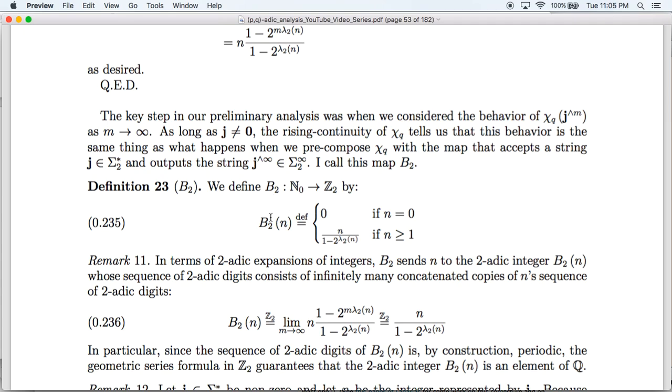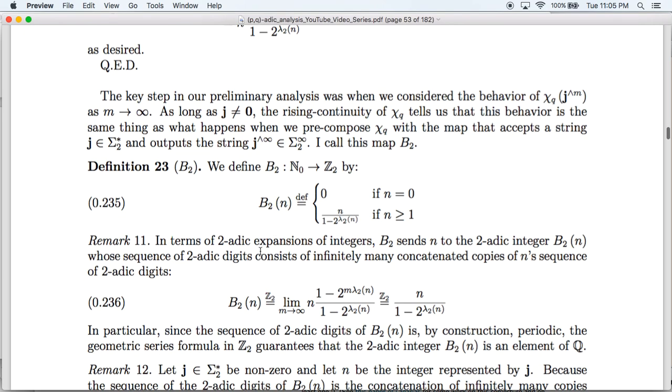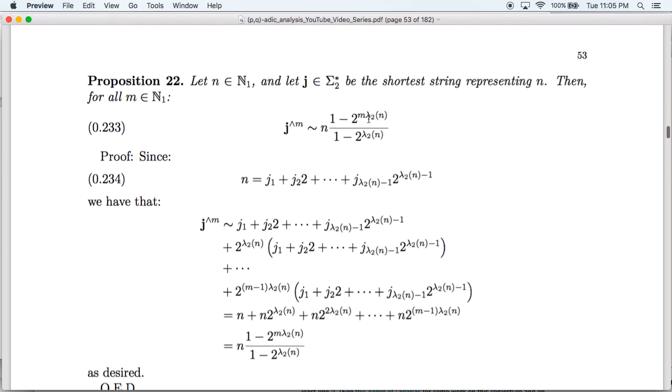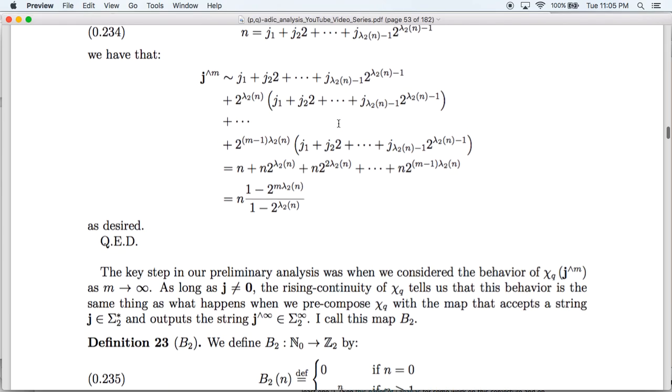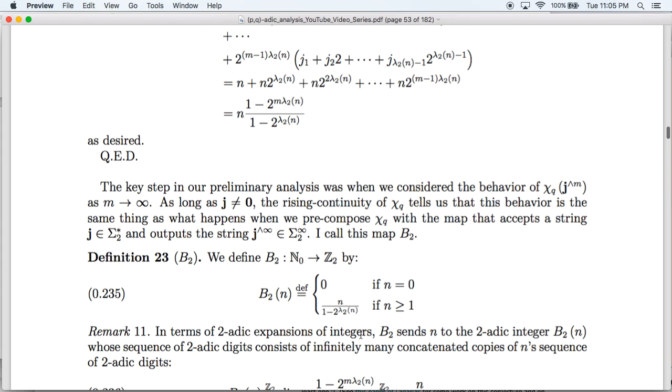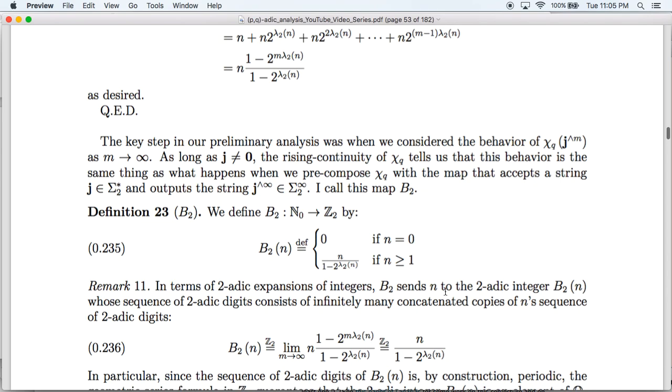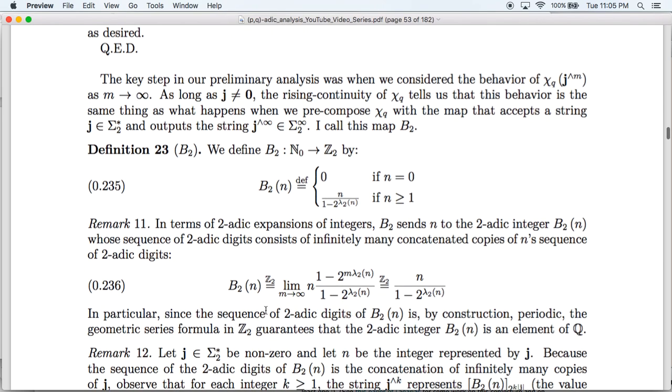In terms of n, if we identify everything with their integers, we get that b2 of n is 0 if n is 0. And using this as m approaches infinity, it converges q-adically to n over 1 minus 2 to the lambda 2 of n. So b2 sends n to the q-adic integer whose sequence of q-adic digits consists of infinitely many concatenated copies of n's sequence of q-adic digits, and where the convergence is right here.